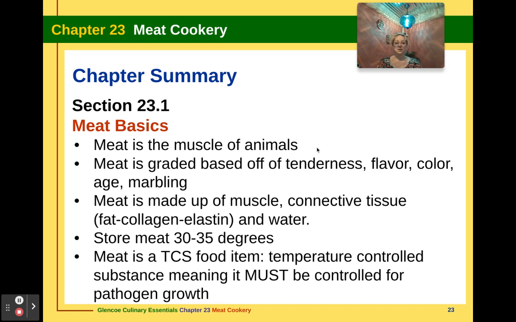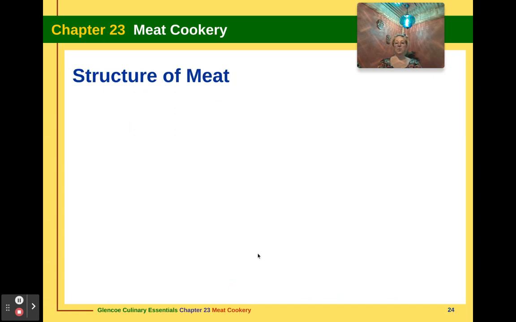So meat is the muscle of animals. Meat is made of muscle, connective tissue, fat, and water. Store meat 30 to 35 degrees. Meat is a TCS food item. We talked about that earlier in the course. Time/temperature control for safety. That means it must be controlled for pathogen growth.